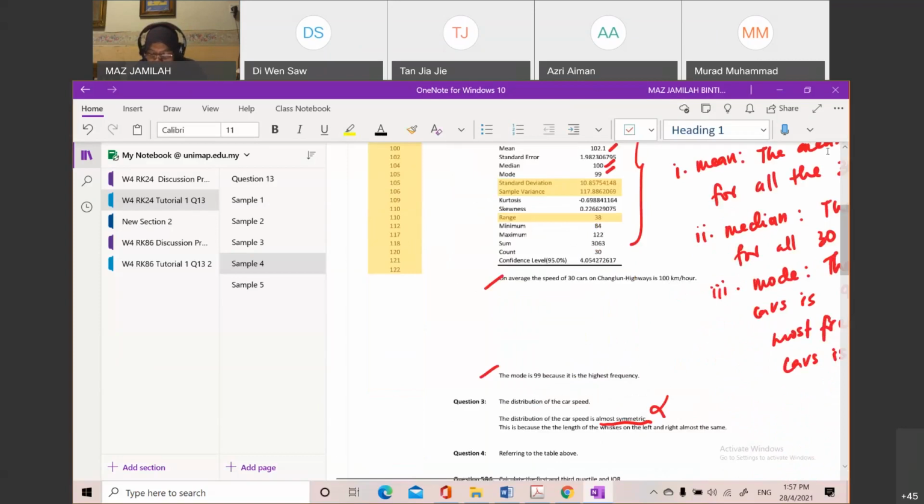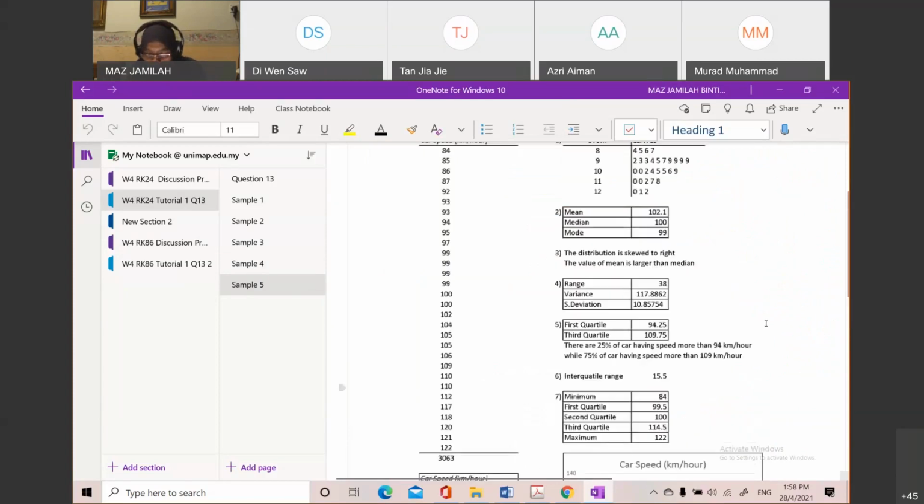This is because of the length of the whiskers, but how can you say anything about the whiskers when you don't have the box plot? The way you give your reason should be based on what you have shown before, either from the second question or the first question. So in this case, it will be wrong. What about sample number 5?